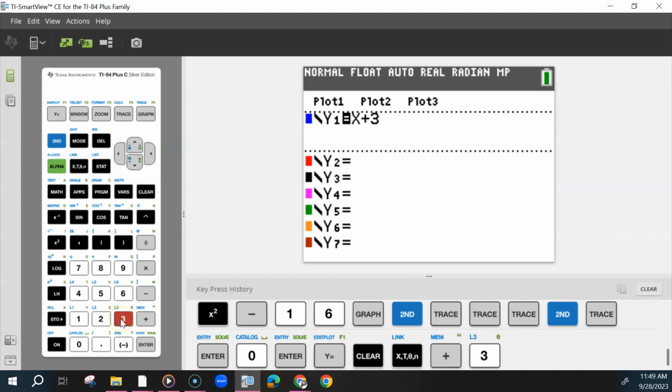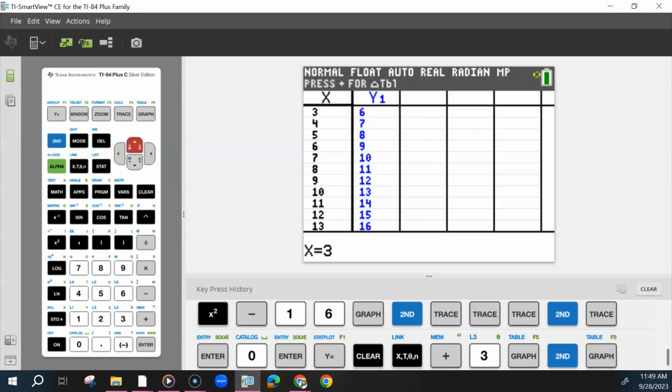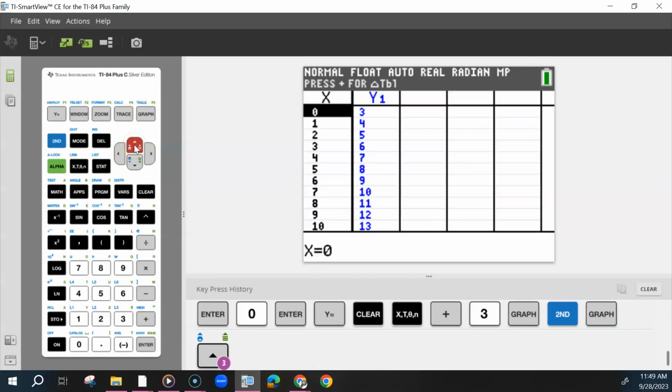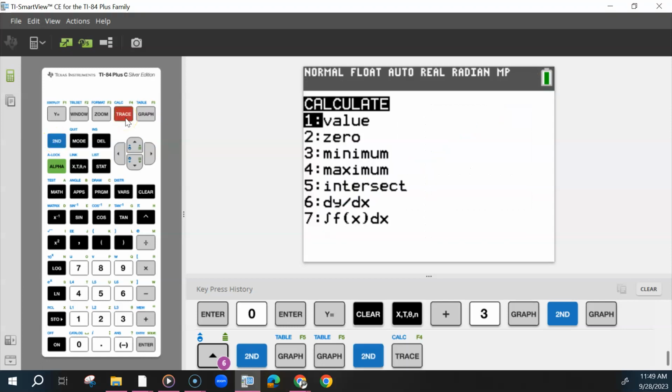I'm putting in something random. You can go to the graph and see if you can see the x and y intercepts. If you can, that's great. If you can't, you can either go into the table and look for when x or y is 0, so when y is 0 and x is 0. Okay. Or you can go into second trace, and those will help you find the other ones.